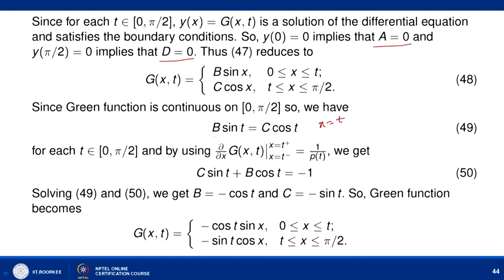It means that if we come from this region or this region, we will get the same value. So, b sin t has to be equal to c cos t. Then the other condition is the jump discontinuity. So, the derivative ∂G/∂x at t plus minus the derivative at t minus is equal to 1/p(t). If you look at ∂G/∂x at t plus, this is minus c sin t, as we are looking at x equal to t, minus b cos t equal to 1/p(t), and p(t) is basically 1 here.